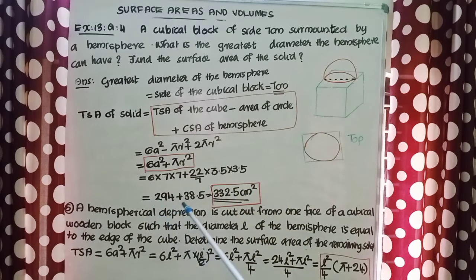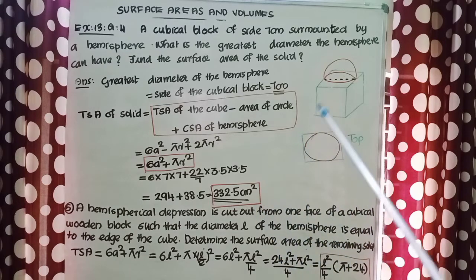One more question. A hemispherical depression is cut out from one face of a cubical wooden block such that the diameter L of the hemisphere is equal to the edge of the cube. Determine the surface area of the remaining solid.